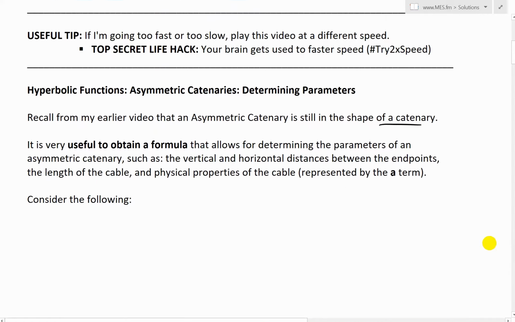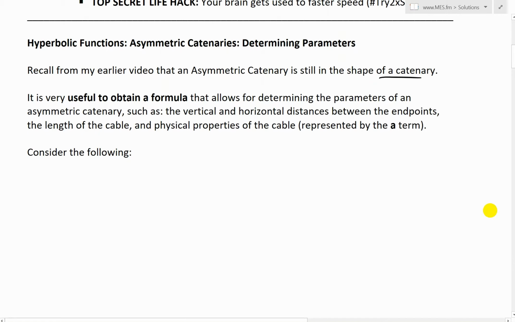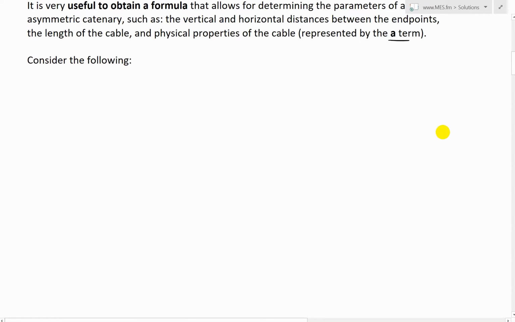of a catenary. I also want to point out it is very useful to obtain a formula that allows for determining the parameters of an asymmetric catenary, such as the vertical and horizontal distances between the endpoints, the length of the cable, and physical properties of the cable represented by the A term. So if we can get a formula that includes all of these, that is very useful for design and engineering and otherwise. So first of all, let's just consider the following.